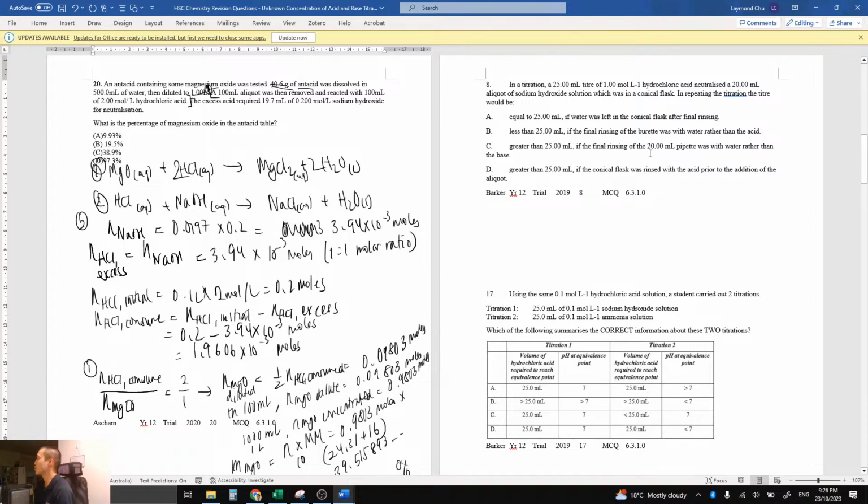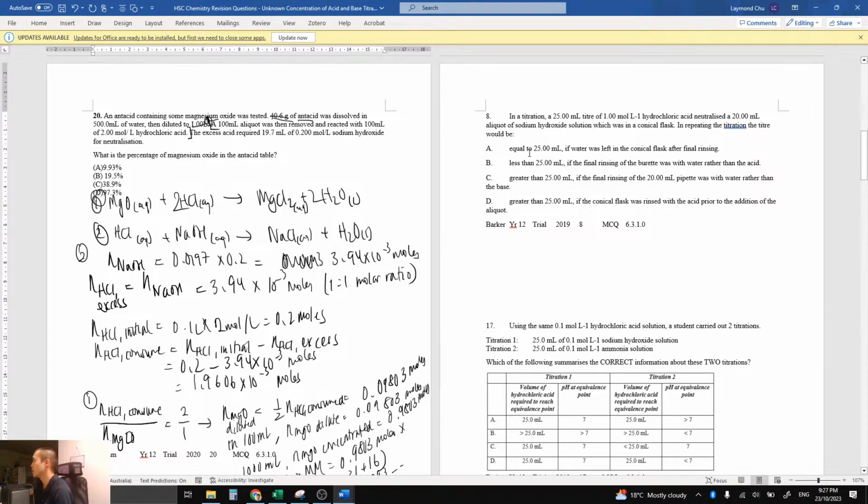In titration, a 25 ml titer of 1 mole per liter hydrochloric acid neutralized a 20 ml aliquot of sodium hydroxide, which was in a conical flask. In repeating the titration, the titer would be... Now you're given a lot of options with different scenarios. The confusing bit is to know what to wash what with. Now, it's a bit of revision.